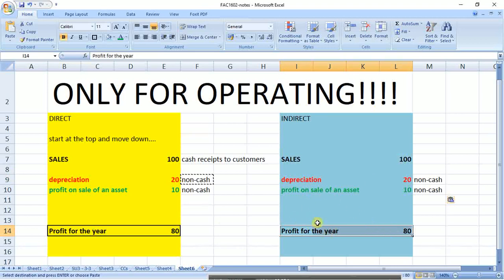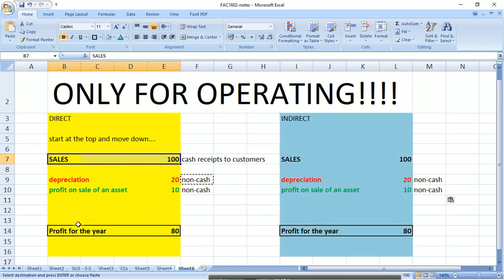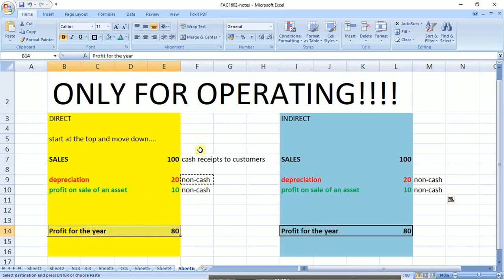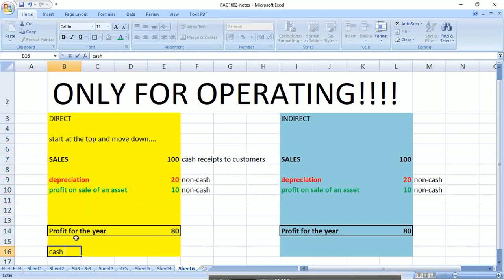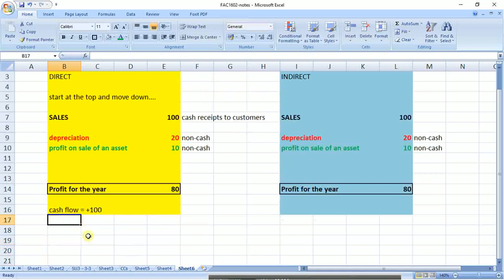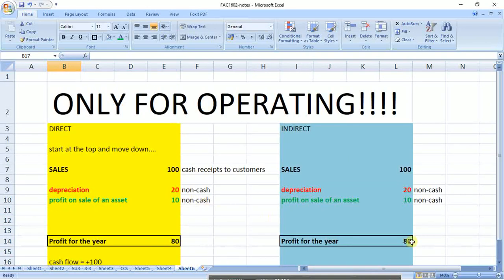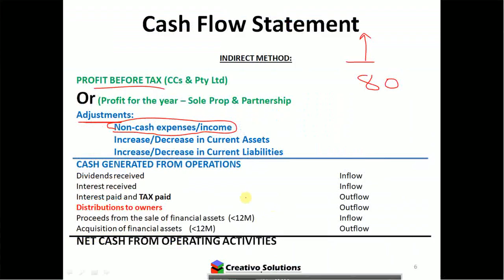Now, if I look at this scenario, 100 and 80. We know in this scenario, the cash flow was how much? Positive 100. We just did the working. We showed that. But in this scenario, we're sitting with 80. Is 80 cash flow? No, it's not. So now how do we get from the 80 back to the 100? You have to plus a 20, and then won't you also have to adjust 10? Yeah, we have to adjust for non-cash items.